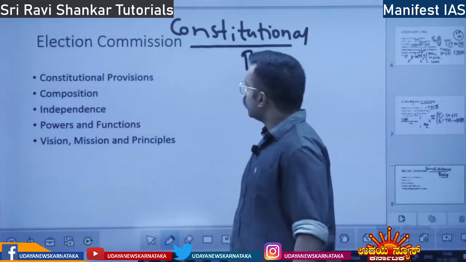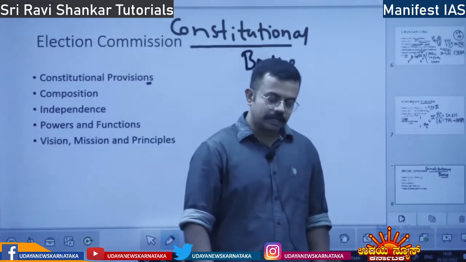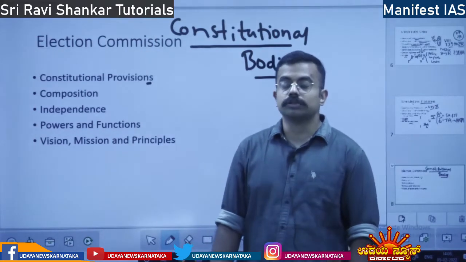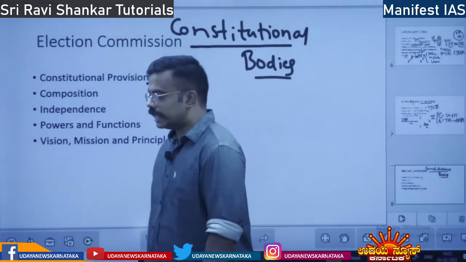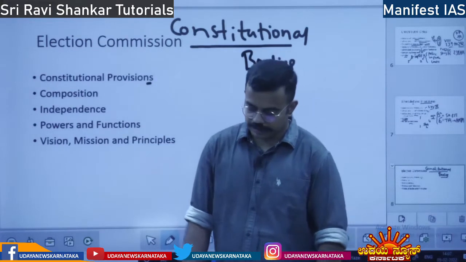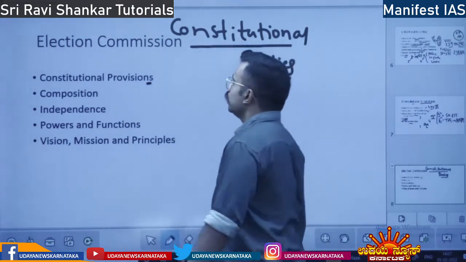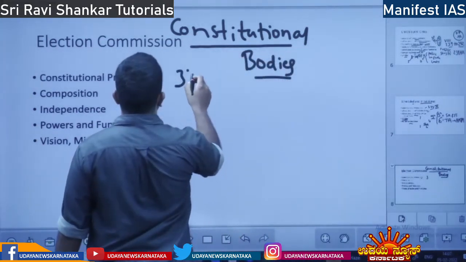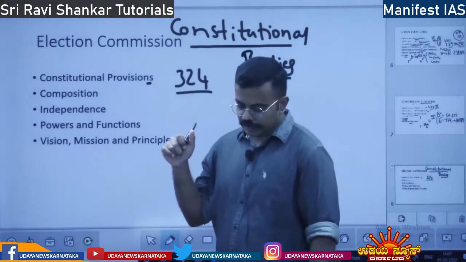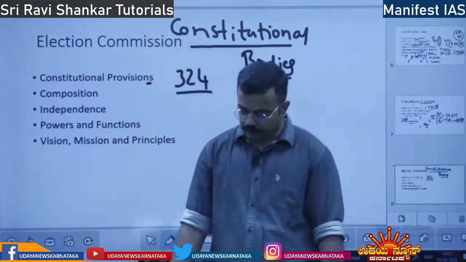Okay. So when it comes to the Election Commission, you know what it does. It conducts elections for the parliament and state legislature, and also for the office of president and vice president. 4 areas: president, vice president, parliament, and state legislature. So it is a permanent and independent body. Which article speaks about the Election Commission? You need to remember this article, very, very important. Article 324 speaks about the Election Commission.